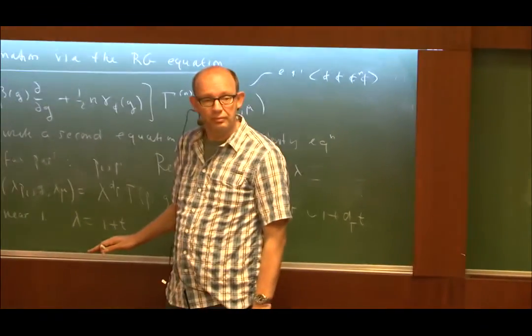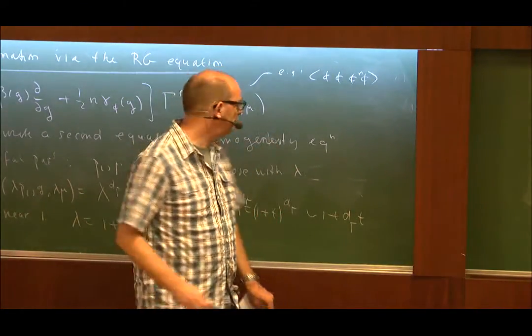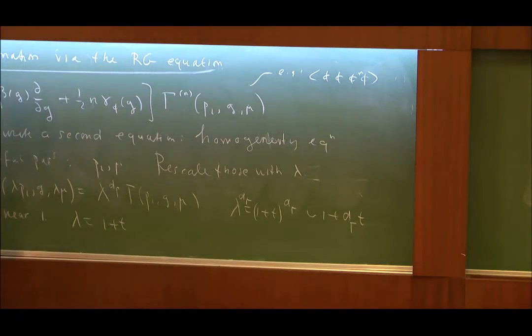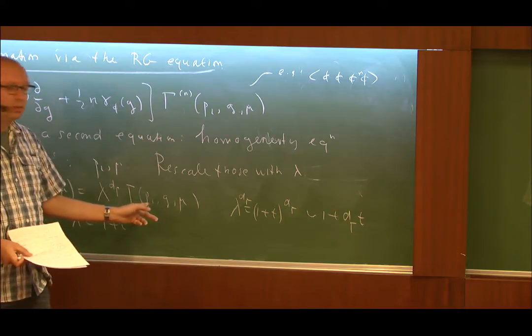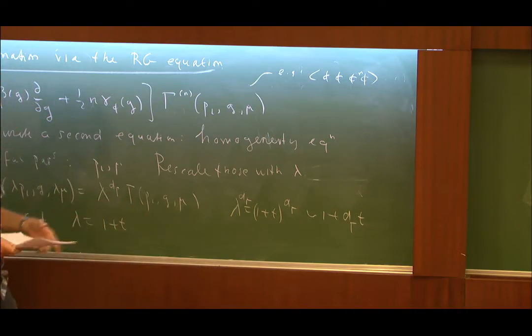How does this one cancel? Oh, because lambda is very close to 1. So if I expand this, the leading order term will be gamma of p, g, and mu. And on the right hand side too. And this also has to be expanded.